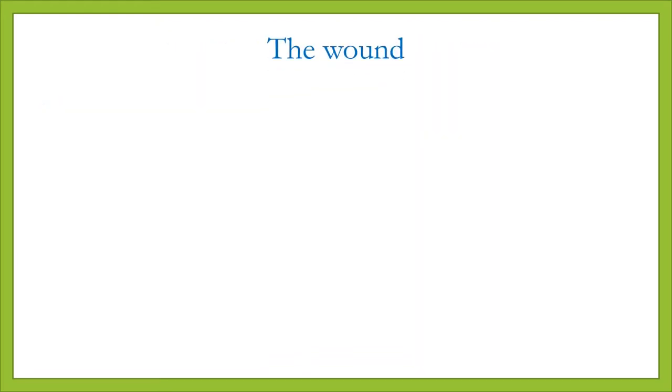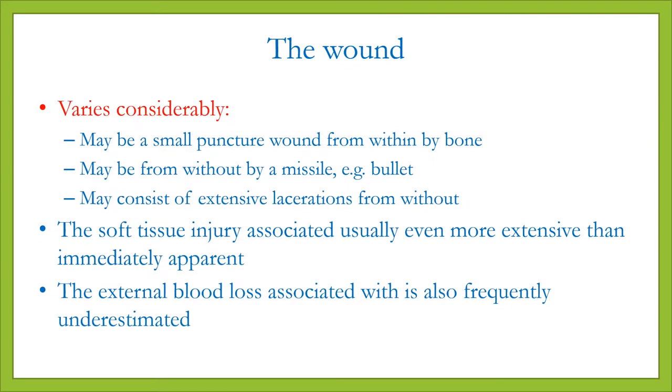The wound varies considerably. It may be a small puncture wound from within by bone, may be from without by a missile, for example a bullet, or may consist of an extensive laceration from without. The associated soft tissue injury is usually even more extensive than immediately apparent. The external blood loss associated with this is also frequently underestimated.